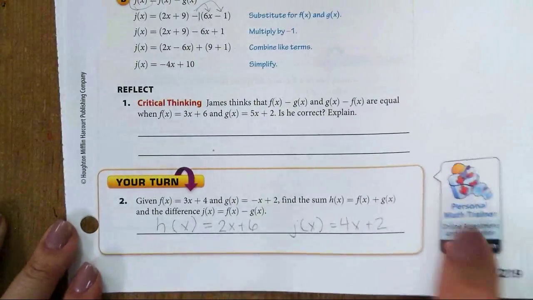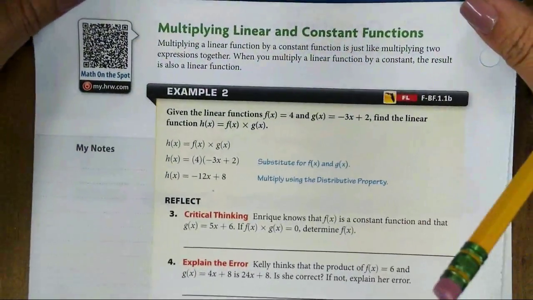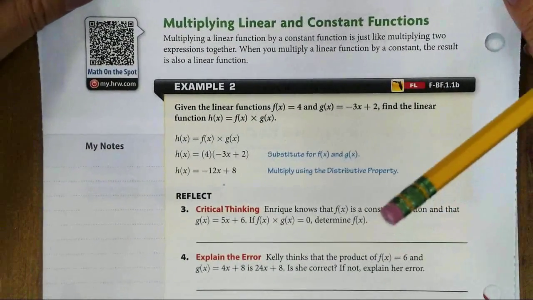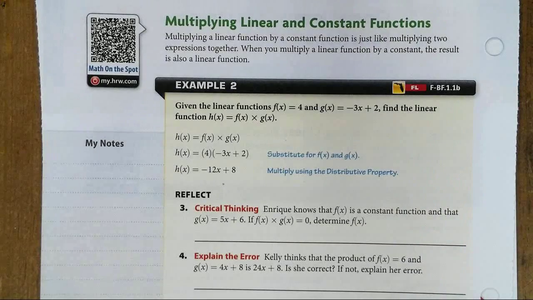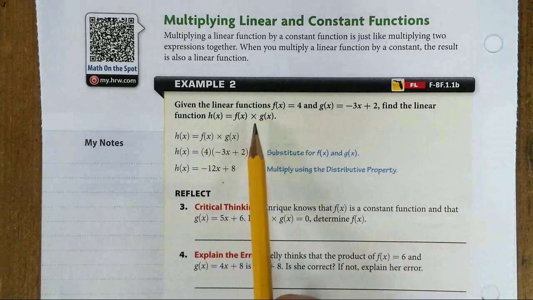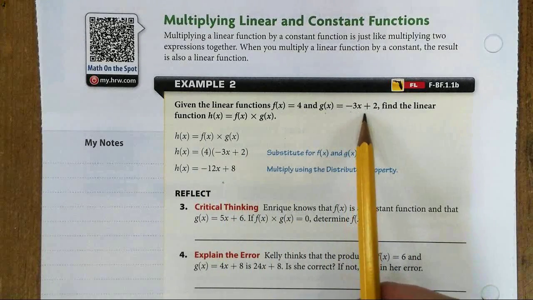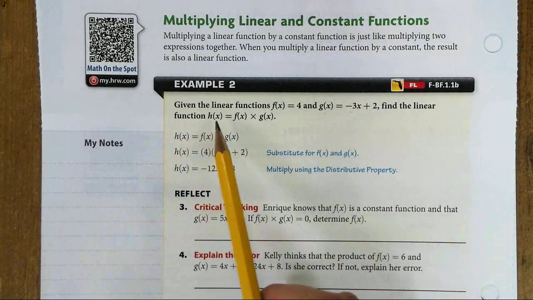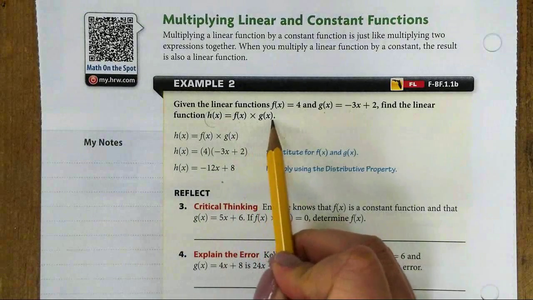Alright, so flip on over to page 220. So now we're going to be talking about multiplying linear constant functions. We're going to be doing the same exact thing, only this time with multiplication. So it says given the linear function f of x equals 4 and g of x is negative 3x plus 2, find the linear function h of x. So you want f of x times g of x.